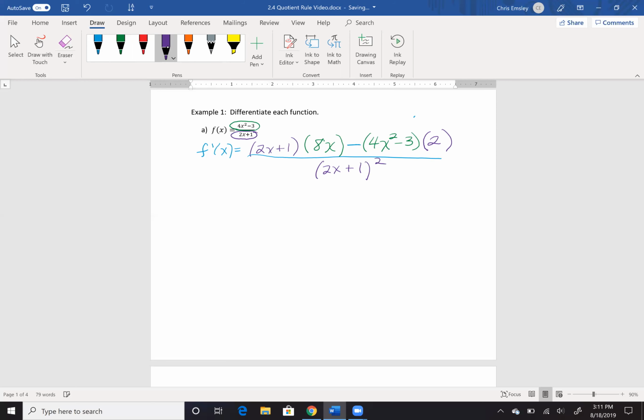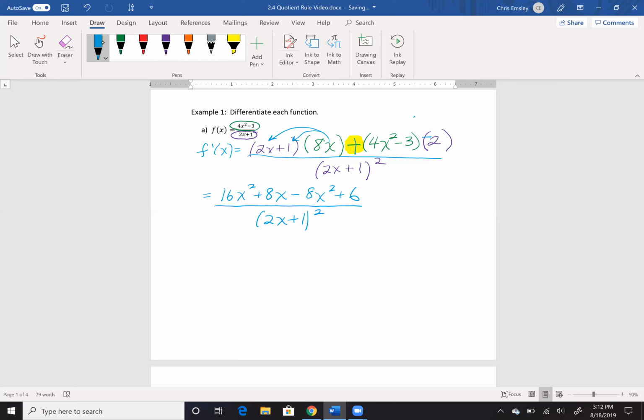Okay, so that's the application of the quotient rule. We do have to do some simplifying, so go ahead and distribute that 8x. So we get 16x squared plus 8x. Have to be a little bit careful when we distribute back here. Don't forget that's a minus sign in between those two terms. So we are really, in essence, distributing a negative 2. So that ends up being minus 8x squared plus 6, whole thing divided by 2x plus 1, quantity squared.